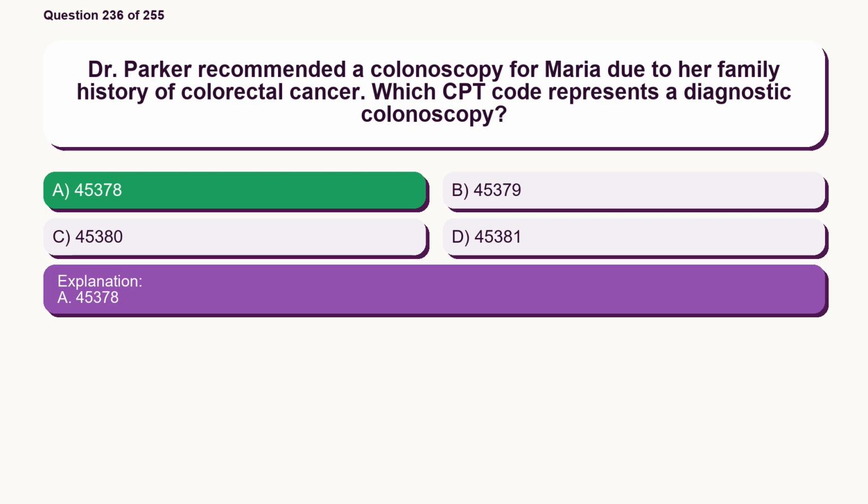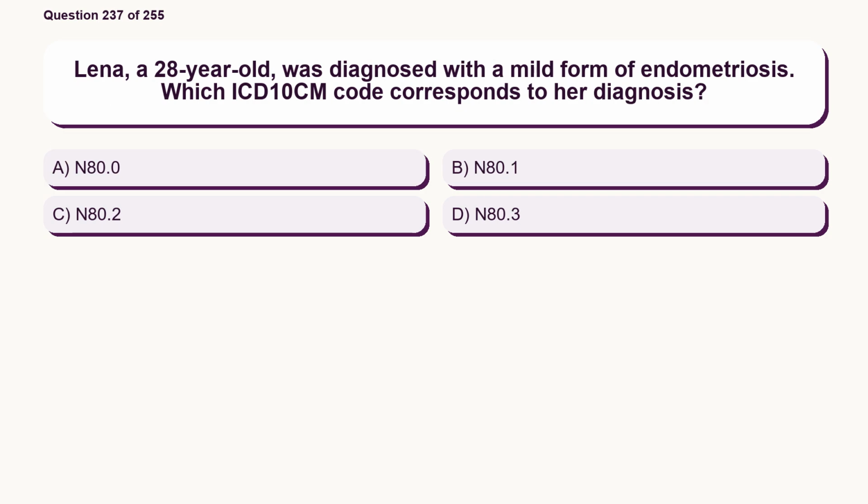Question 237. Lena, a 28-year-old, was diagnosed with a mild form of endometriosis. Which ICD-10 code corresponds to her diagnosis? Option A, N80.0. Option B, N80.1. Option C, N80.2. Option D, N80.3. The correct answer is option A, N80.0.